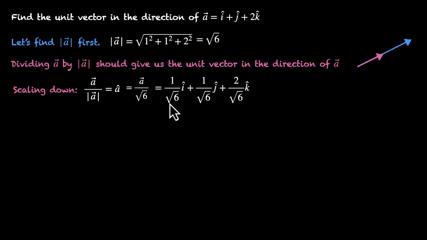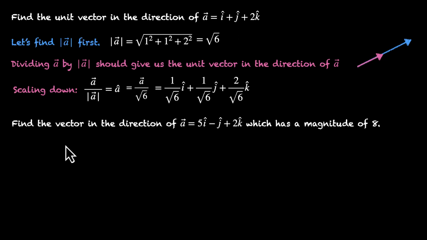And you can find the magnitude. If you square and add, let's see what we get. 1 by 6 plus 1 by 6 plus 4 by 6, that's 6 by 6, which is equal to 1. So 1's root is 1, which means this is indeed a unit vector. So this is how you can find a unit vector in the direction of a given vector.